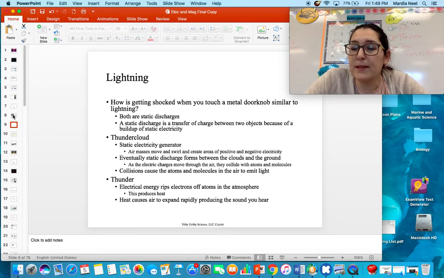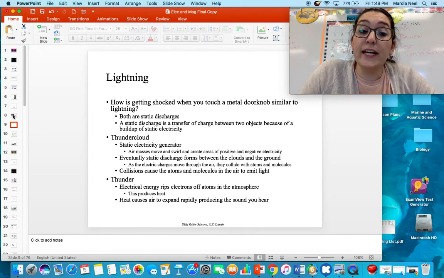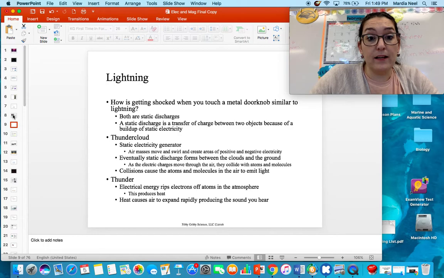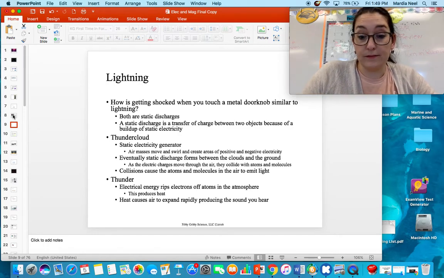So when the air expands super rapidly, more air has to come in to fill that void. So what you're hearing is the sound of the air filling in that void. So the lightning happens first, and then the air fills that void, and you hear the thunder.